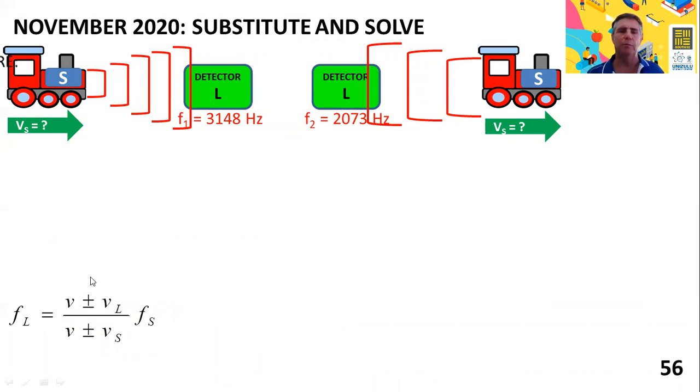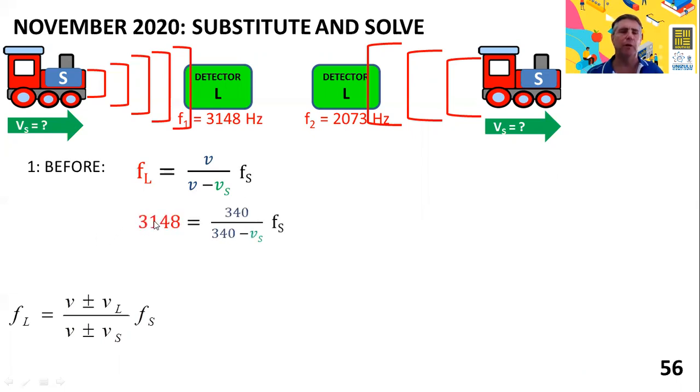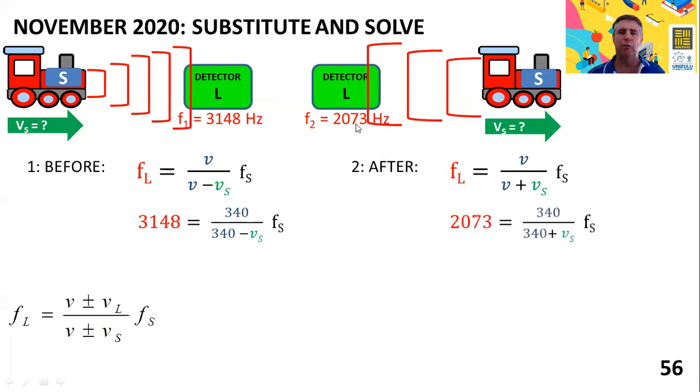There's the general equation. When we look at before, because the train's approaching the listener, we have this form of the equation here. And we can substitute in the frequency observed as it approached was 3148. Speed of sound, we still don't know the frequency of the source. For scenario 2, after the train has passed, we have the equation in this form. Because the frequency is less, we have the plus at the bottom. Again, we fill in our values, 2073 from the graph. Speed of sound, again, we don't know the frequency of the source.